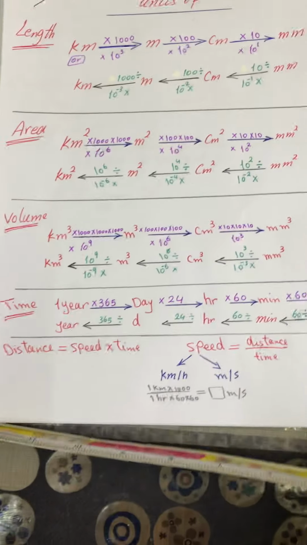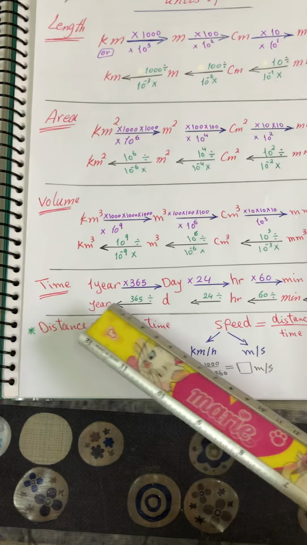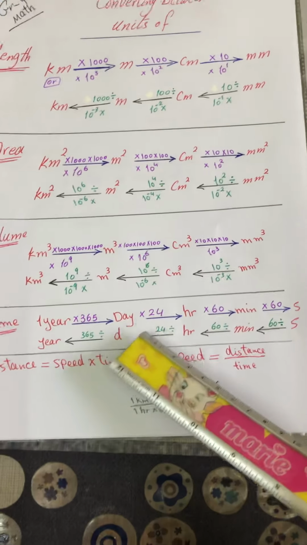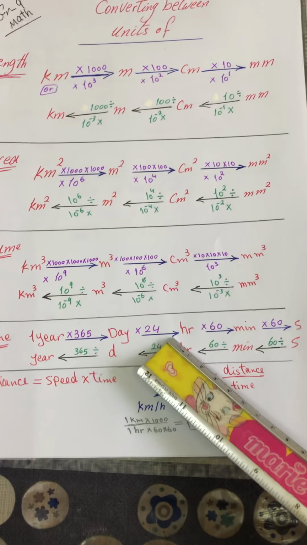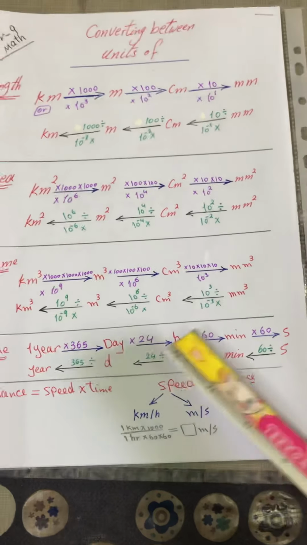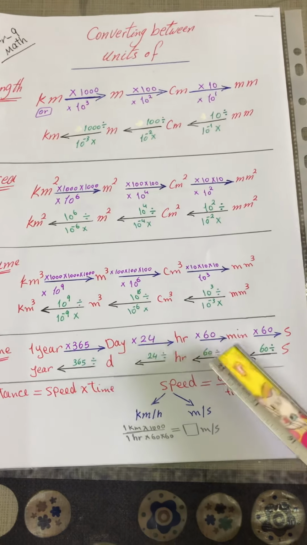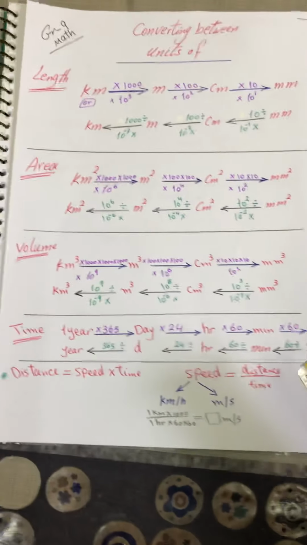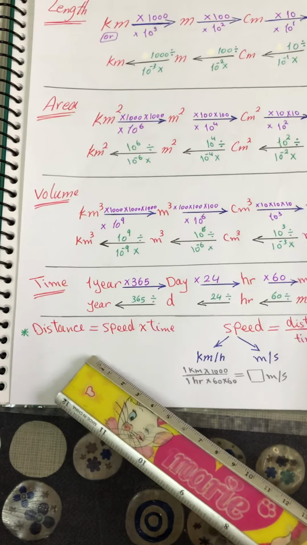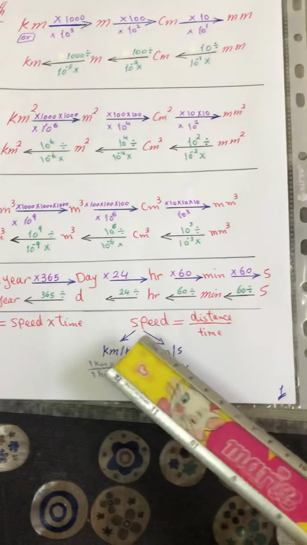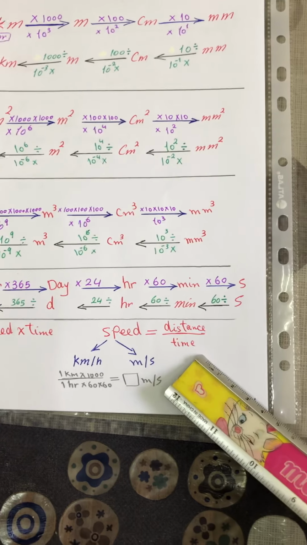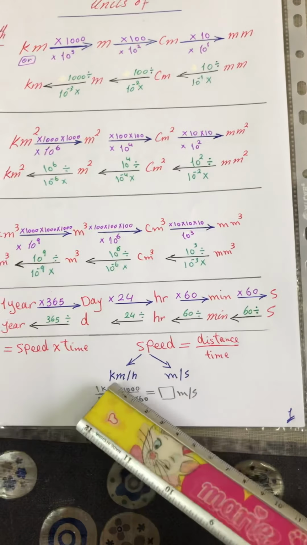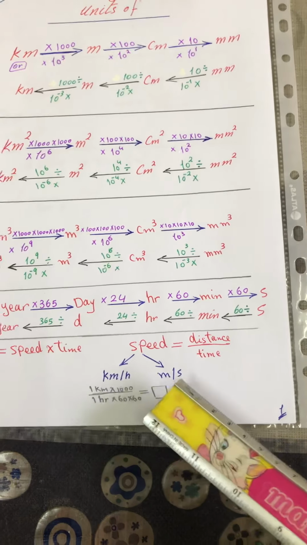Also, in case of time, you have to know that 1 year contains 365 days, and each 1 day contains 24 hours. Each 1 hour equals 60 minutes, and each 1 minute equals 60 seconds. You have to know that distance equals speed multiplied by time, or speed equals distance over time. What are the units we use to measure speed? Kilometer per hour or meter per second.